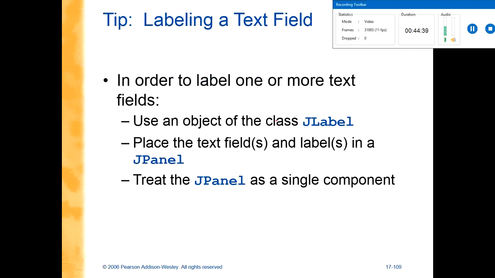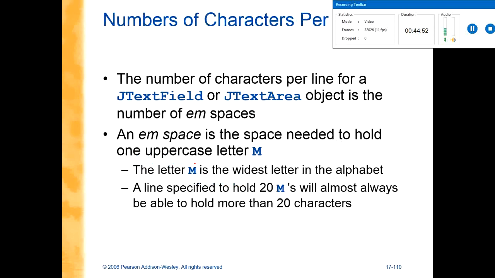Some of the tips: labeling a text field. In order to label one or more text fields, you can use an object of the class JLabel, and you can place the text field and the label in the JPanel also. So treat the JPanel as a single component.